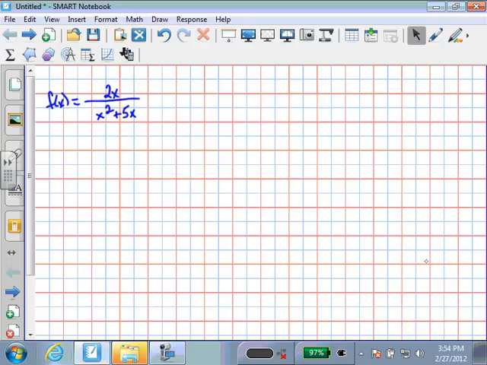Let's graph a few more rational functions. So I suggest you pause the video and try and graph, and then check back with me to see if I agree.